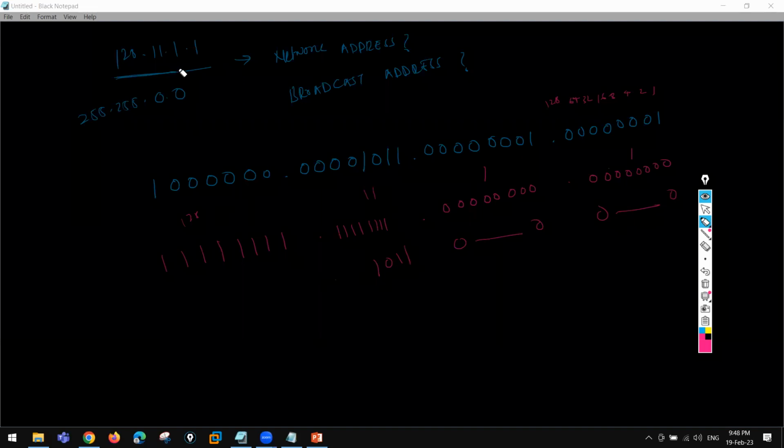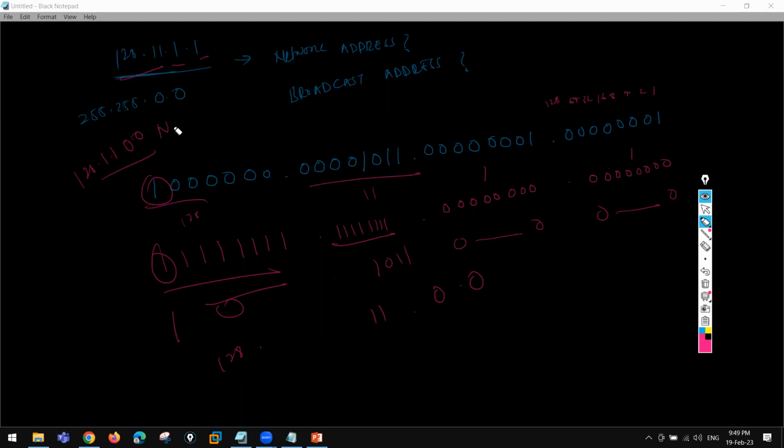If it's class B, we know that this is class B. So even if I do 255 AND this, this is going to be 1, and then the rest are going to be 0. So this is going to be 128, and this is 11, and then the rest are going to be 0. This is how the mathematics is done, but you could have said in the very first place, considering it's class B, it's a straightforward 128.11.0.0, and that is the network address.